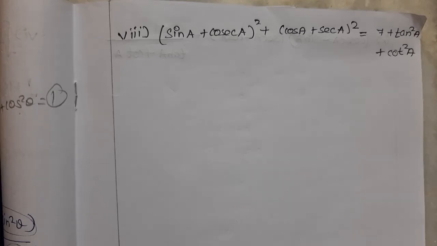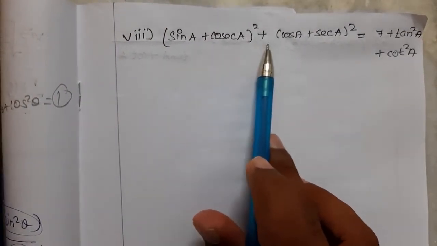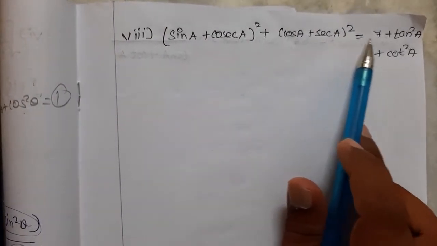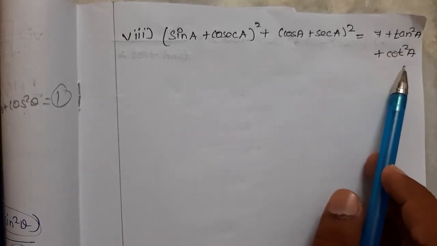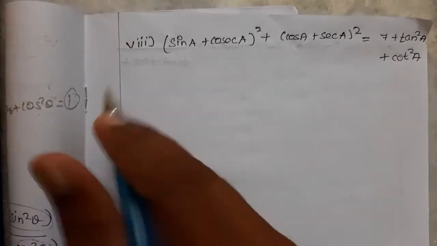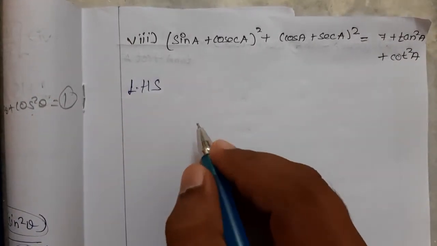So today we are going to continue with the problem to prove with the identities and the ratios of trigonometry, right? So you can see the LHS is given as (sin a + cosec a) whole square plus (cos a + sec a) whole square is equal to 7 + tan square a + cot square a. Okay, so first we apply the (a + b) whole square formula.